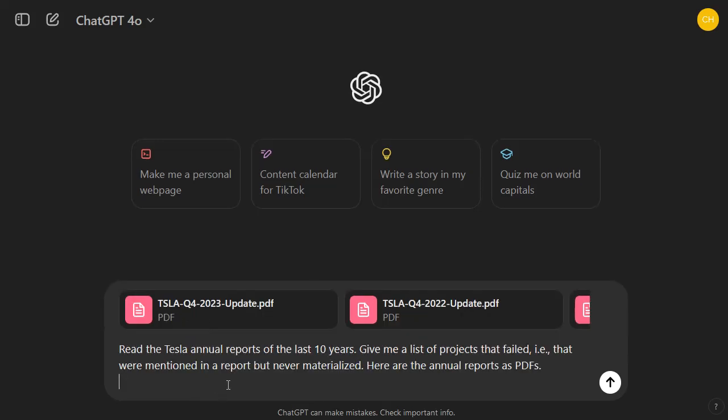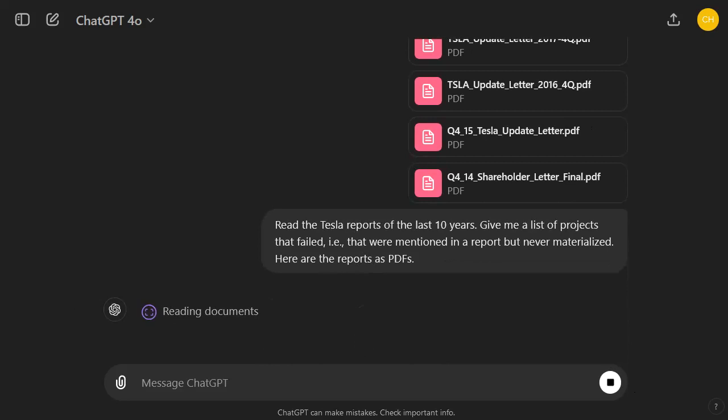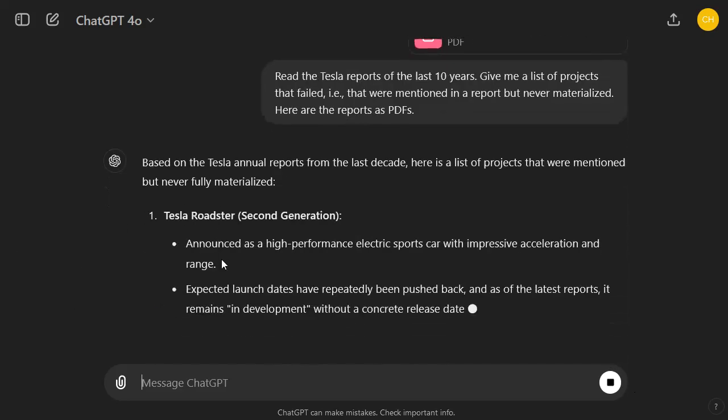Okay, so the first query will be easy. Read the Tesla reports of the last 10 years. Give me a list of projects that failed. That means that were mentioned in a report but never materialized. Okay, and then I give it the report. So this one hopefully will be easy, but it's interesting information, right? You as an investor, you might ask something like this. And stay tuned, because we will see hopefully interesting information.